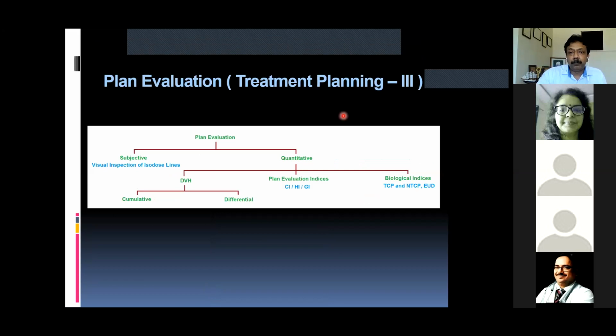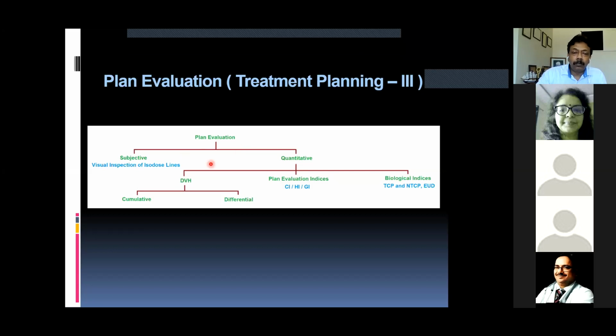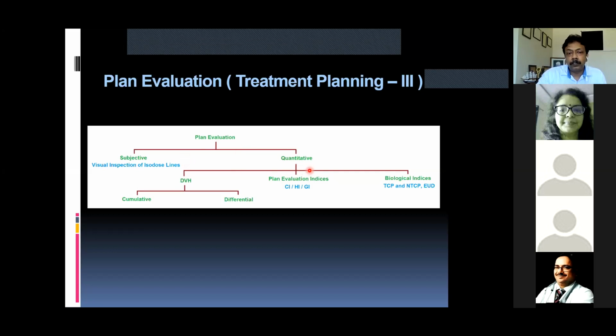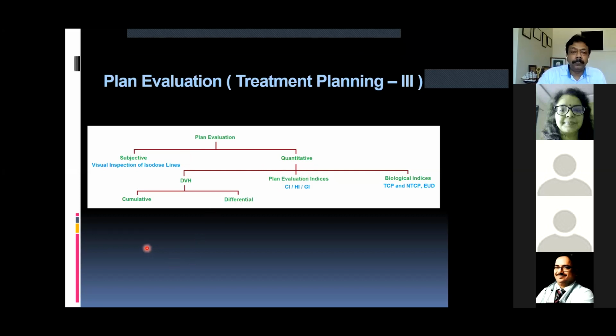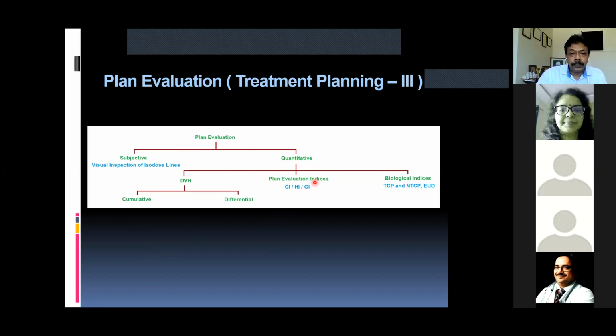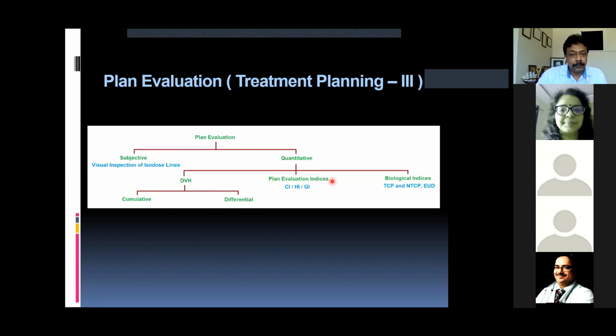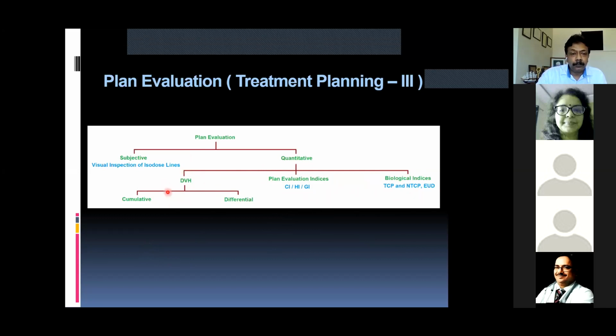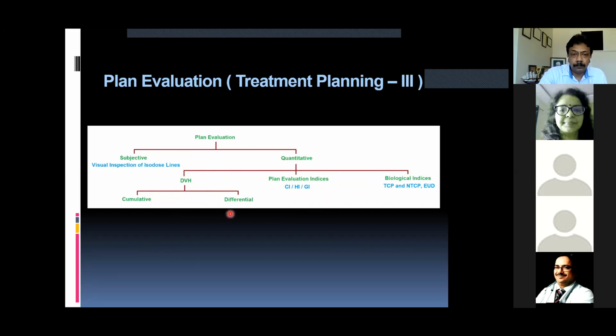Now, plan evaluation is also very important for clinicians. In plan evaluation, we have two types: one is subjective and another is quantitative. In the subjective, we visually inspect the isodose lines slice by slice. And in quantitative, there are three types. One is the dose volume histogram. Then we have the plan evaluation indices, that is conformity index, homogeneity index, gradient index, and the biological indices, that is TCP, NTCP, and EUD. In DVH, we have two types of dose volume histogram: one is cumulative and another is differential.